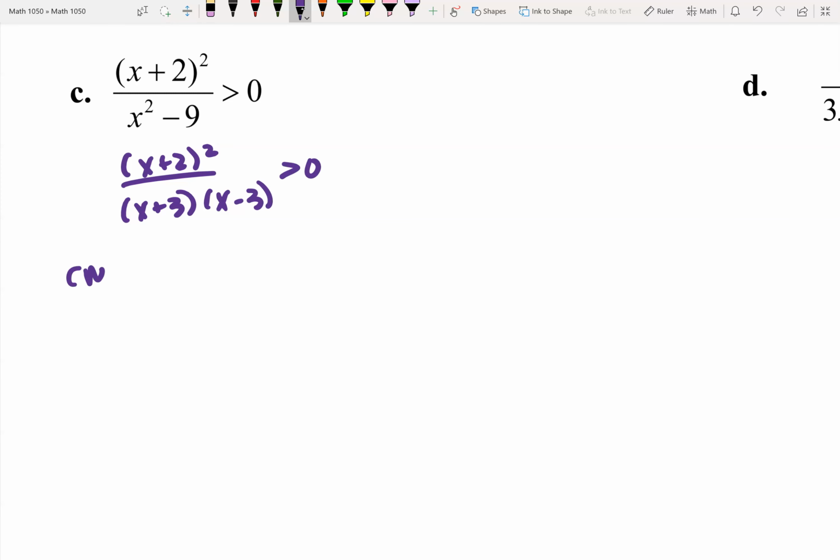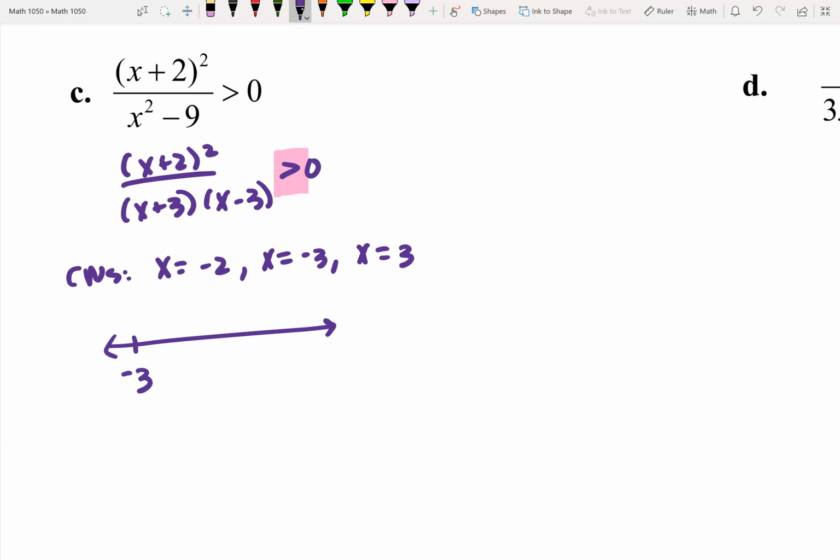So the next step is critical numbers. From the top, you get x equals -2. From the bottom, you get x equals -3, and you also get x equals +3. You guys, the restrictions are 3 and -3, which would make those circles open. But the circles are all going to be open anyway because I don't have an equal sign. So you can totally write the restrictions, but it's not going to change anything because the restrictions make them open. They're open anyway. So I'm not even going to worry about it. -3 is over here. -2 is over here.